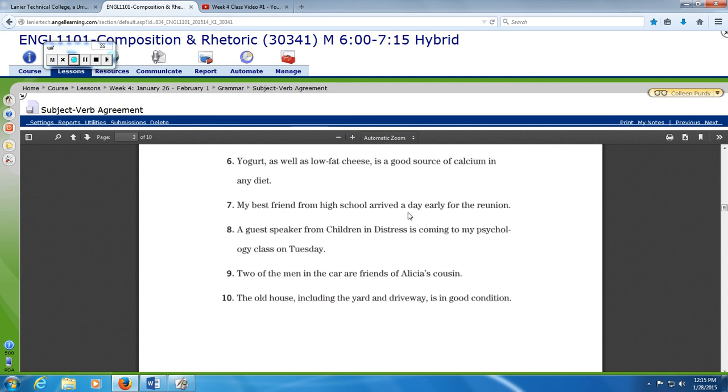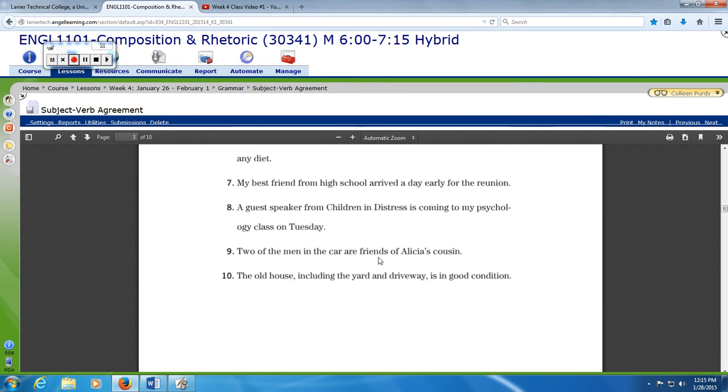Friend is the subject, arrived is your verb. From children in distress is a proper noun. I know it includes a prepositional phrase, but it is a proper noun, so you can't break out the prepositional phrase. In this case, it's acting as the object of a preposition. So from children in distress is a prepositional phrase, which happens to have a prepositional phrase within it. To my psychology class, prepositional phrase. On Tuesday, prepositional phrase. So your speaker is your subject, is coming is your verb.